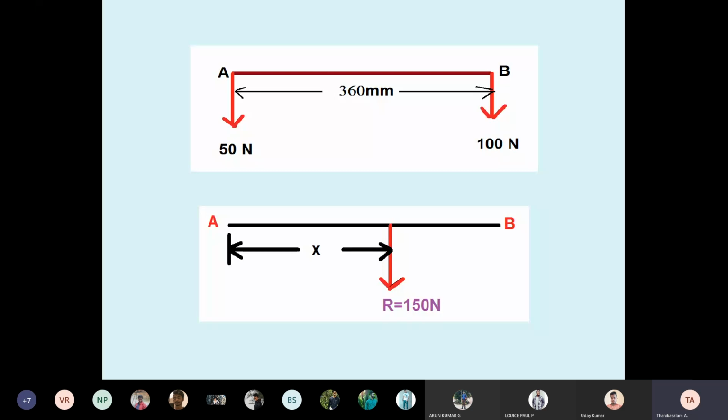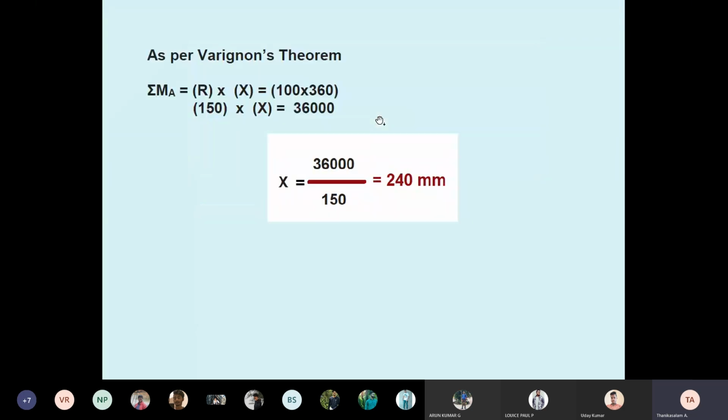What are the other forces? 100 into 360, clockwise. So what is the resultant force moment? R into X. That is the Varignon theorem: the resultant force moment with respect to A equals the summation of individual force moments. So only 100 into 360 here. Therefore, X equals 240 mm.